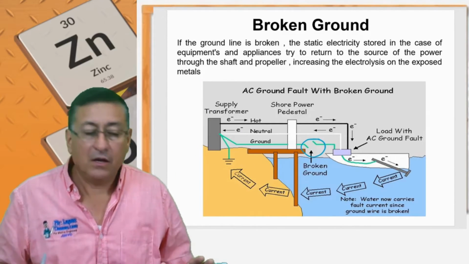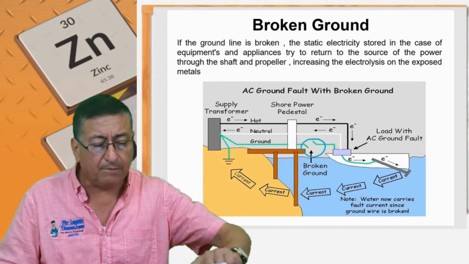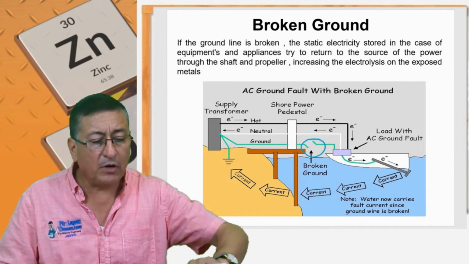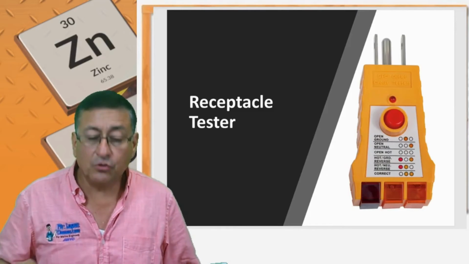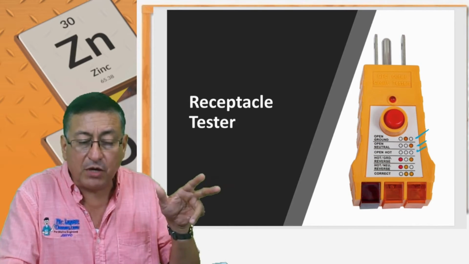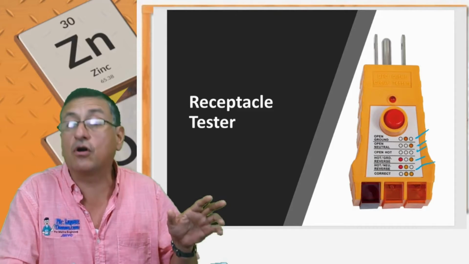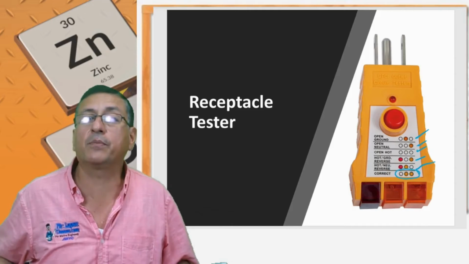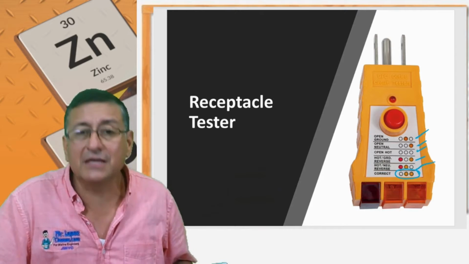That's simple. For that reason, a good tool in order to keep the boat clean, a simple tool commonly recommended for me, is this receptacle tester. With this one, you can verify if the ground is open, or if the neutral is open, or if the hot is open, or if you have reverse between hot and ground, or reverse between hot and neutral, or if the connection is correct, is appropriate. The price of that tester is $3, $5.